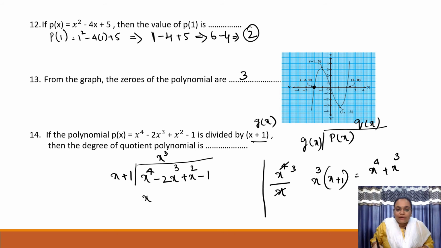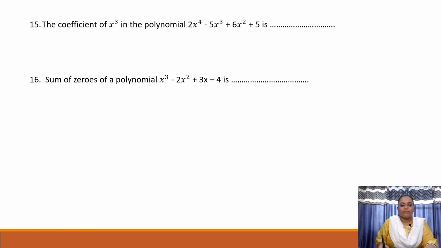So what will be here? It will be x power 4 plus x cube. When you subtract it, this will get cancelled and this will be minus 3x cube. So again you will do the remaining process, right? Here the next term will be x square only, correct? So the highest degree is 3.